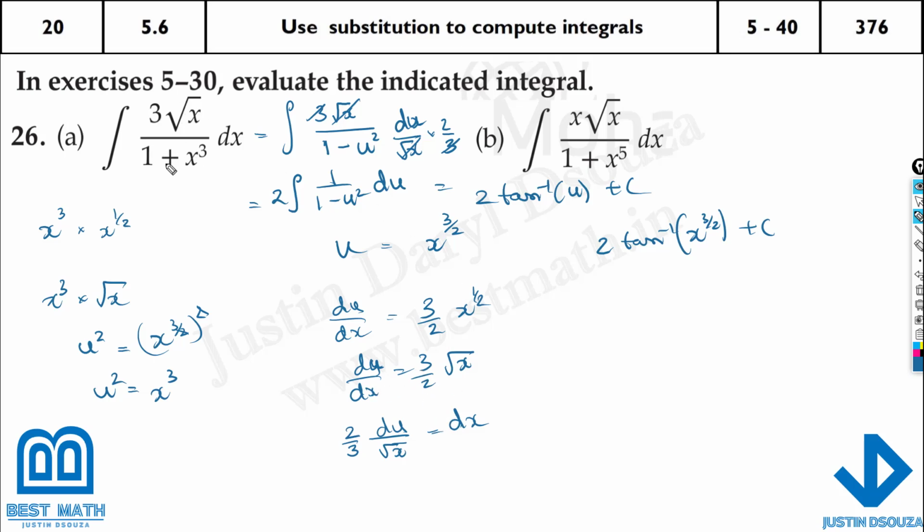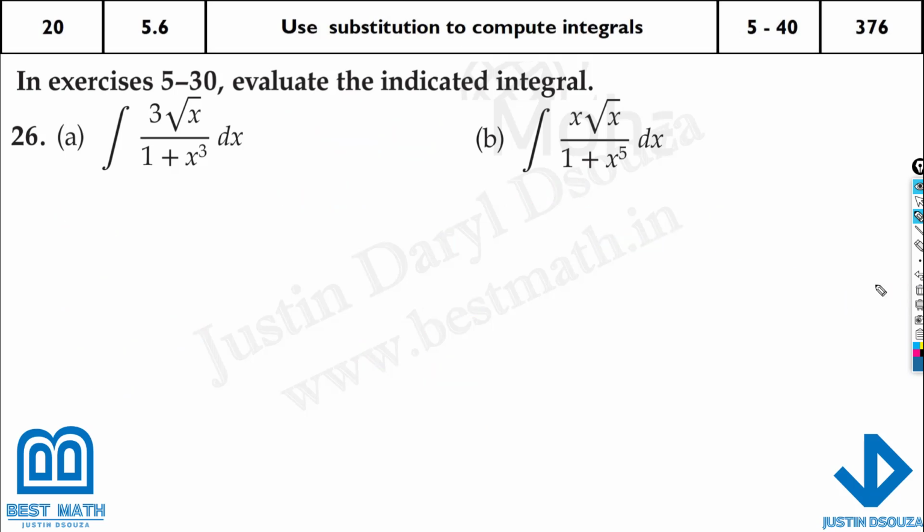3 root x divided by 1 plus. The problem is we have x 3 by 2 as u, not x power 3. If you square on both the sides, you get u squared equals x power 3. And that can be used as u squared, instead of x cubed. And dx becomes du by square root, all these terms need to be written. Cancel out whatever can be cancelled, and you're remaining with 1 by 1 minus u squared, which is tan inverse. So that's it.